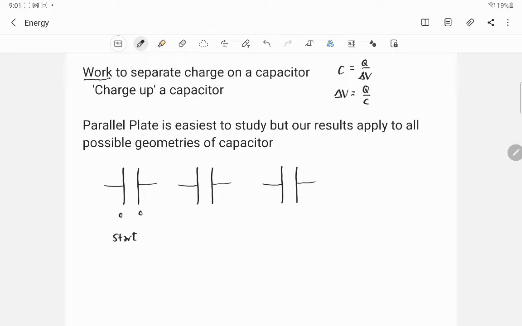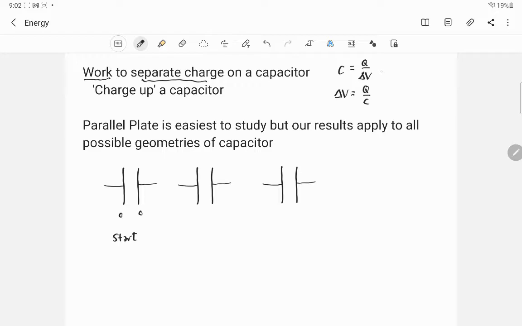But if you remember from my previous presentations, we're considering cases where the capacitor has a net charge of zero. That is, whatever we move from one of the plates of the capacitor, we put on the other plate. So we never take charge away, or add charge to, a capacitor. We're not literally charging up a capacitor. We're separating charge on the capacitor.